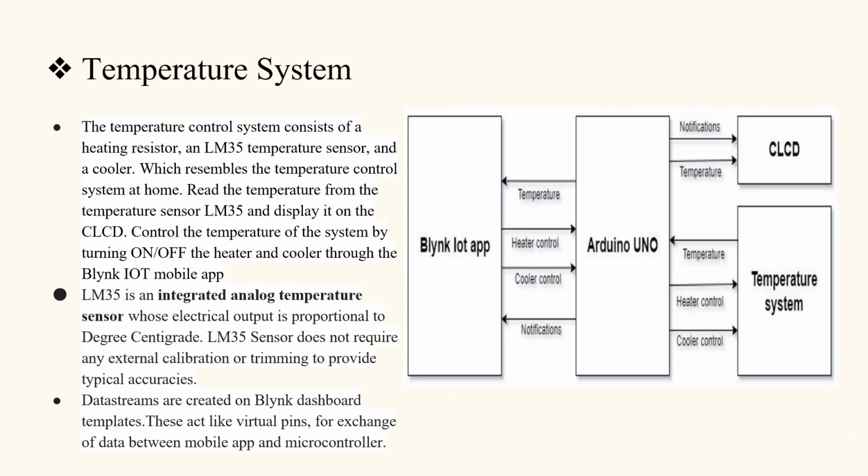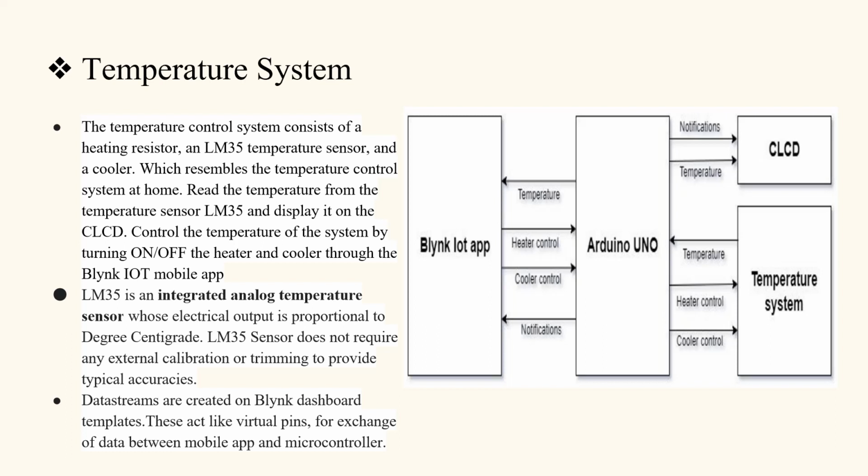Temperature system. The temperature control system consists of a heating resistor, an LM35 temperature sensor, and a cooler, which resembles the temperature control system at home. Read the temperature from the LM35 temperature sensor and display it on the CLCD. Control the temperature of the system by turning the heater and cooler on or off through the Blynk IoT mobile application.